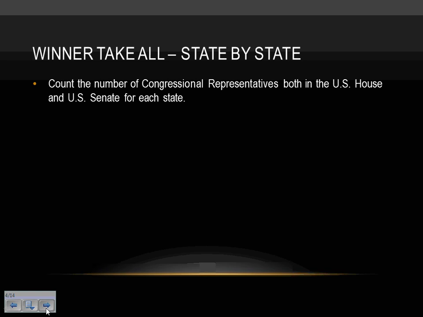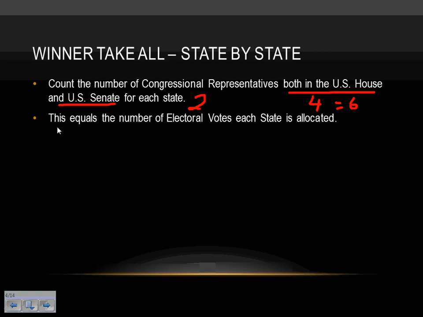To determine the electoral votes from each state, you look at their congressional representation, both in the House and in the United States Senate. Kansas has 4 reps, and Kansas has 2 senators. All states have 2 senators. Now this equals 2 plus 4 equals 6 for Kansas. Kansas has then 6 Electoral College votes allocated to it.